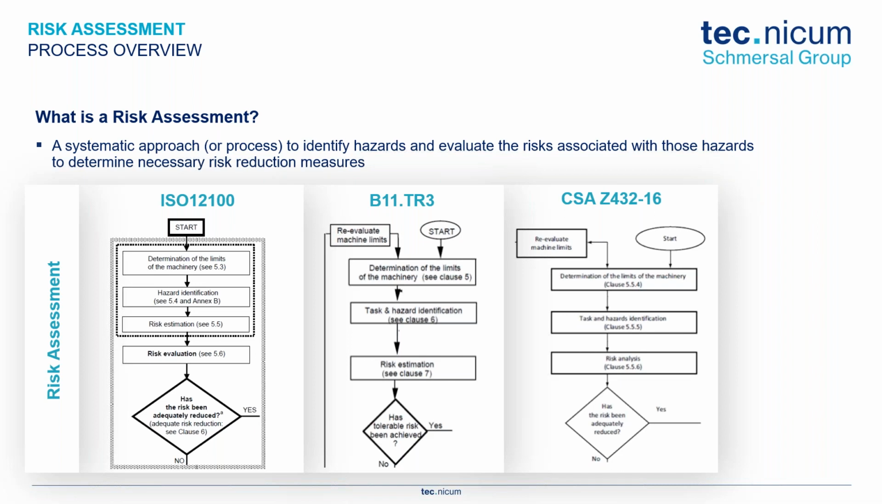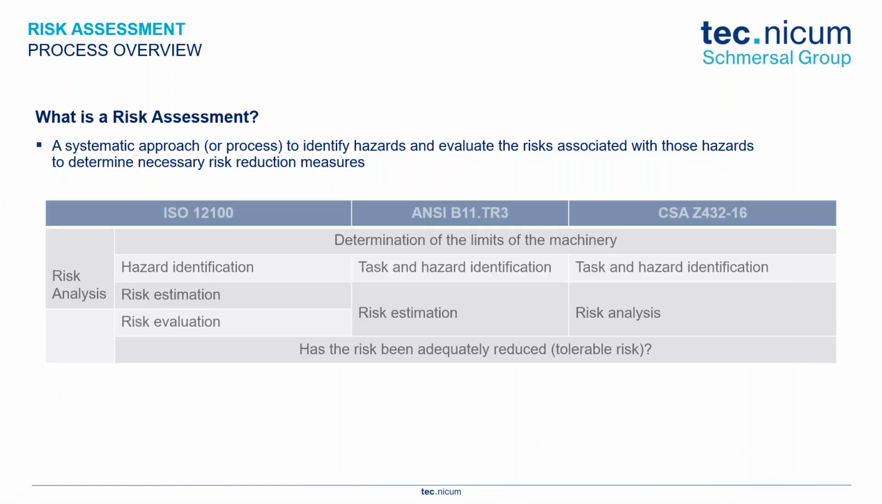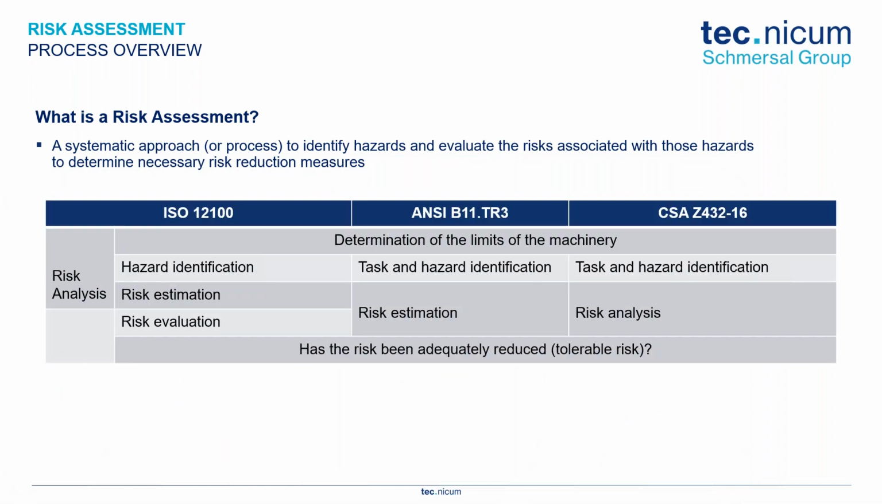All right. If we take these three different examples and we throw them in a nice, clean table to show what the differences are, we'll have this. Okay. So at the very beginning, for all three examples that we show here, it's going to be the same. Define the limits of the machine. The very last step for all three is going to be the same. Is the risk reduced enough? Is this a tolerable risk? And then what's in between, slightly different, but the concepts are the same.